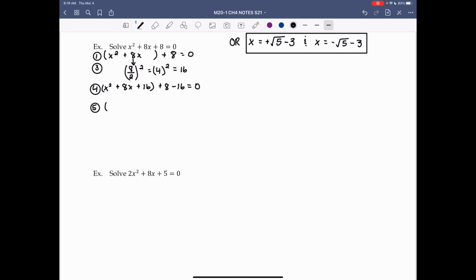Factors to the square root of x squared is x, square root of 16 is 4, the sign from 8x is positive, and that binomial is squared. 8 minus 16 is negative 8, equals 0. So we've put it into vertex form by completing the square. Now we want to solve for x.